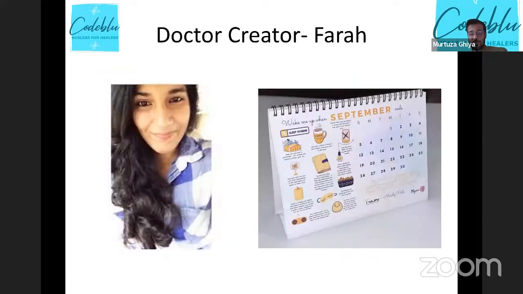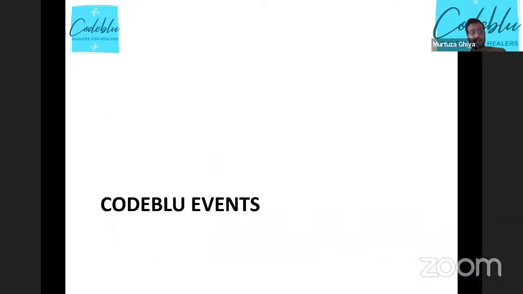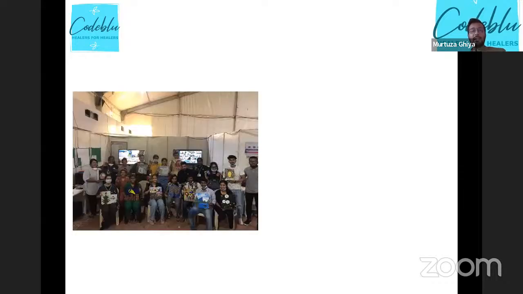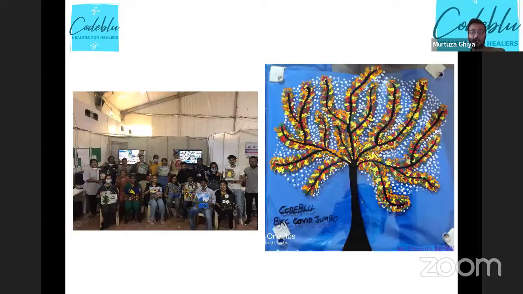There's also another doctor who suffered a lot during internship, various types of illnesses. She fought back and made this wonderful wellness calendar for healthcare professionals. Again, we are trying to have these sold on her behalf. We've done multiple events during COVID. We convinced the dean of this COVID center in Mumbai, got paid for this event, and we did a painting event during COVID for all the doctors and nurses, some glass painting, as you can see.